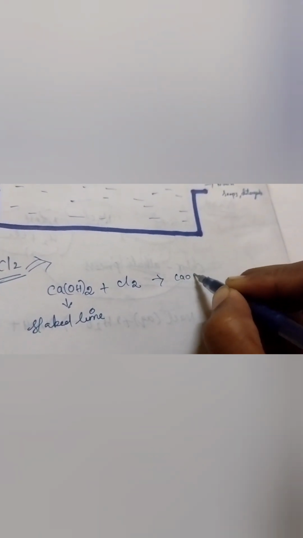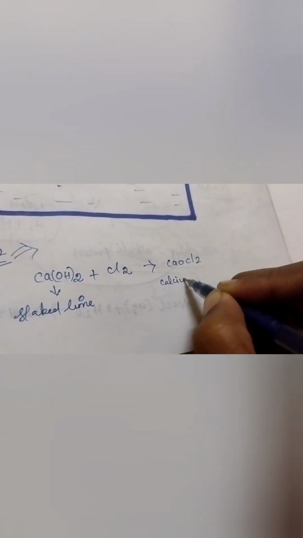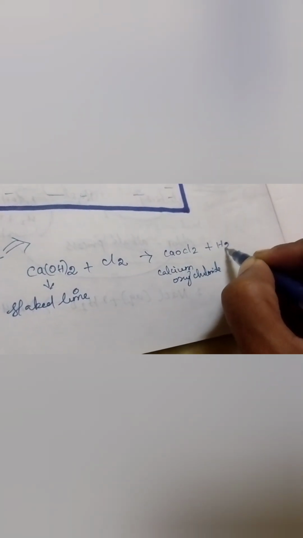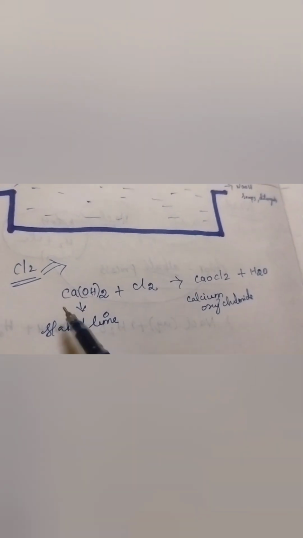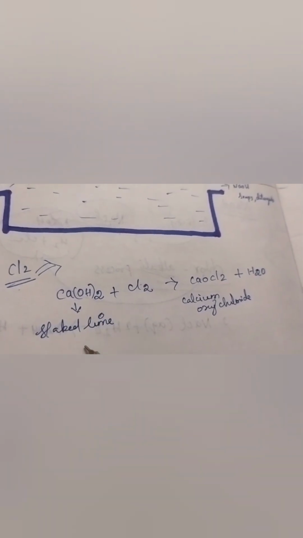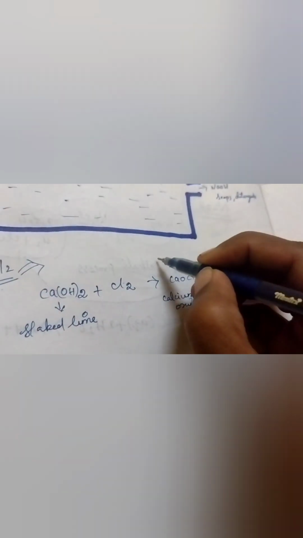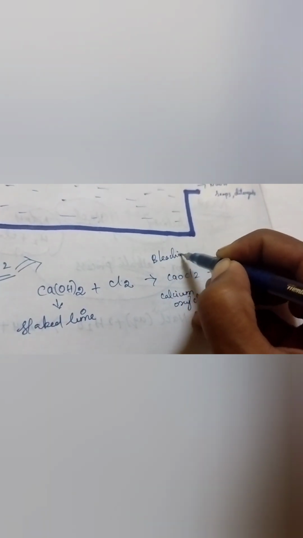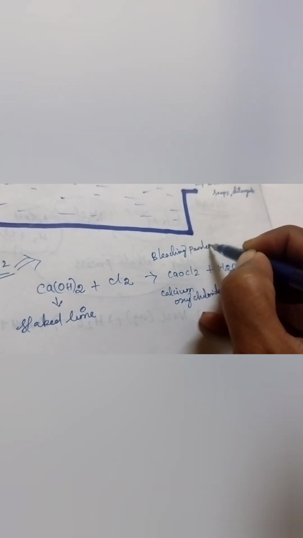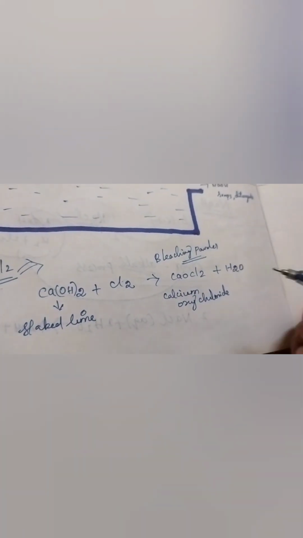Then calcium oxychloride, which is known as bleaching powder, plus water is liberated. So chlorine gas is passed through calcium hydroxide, which is known as slaked lime, and calcium oxychloride, bleaching powder, is obtained. What is the usage of bleaching powder? It is used in textile industries. Not only that, it is used for making drinking water free from germs.